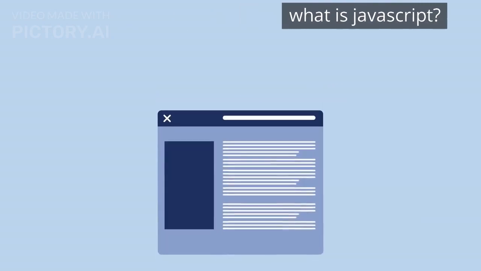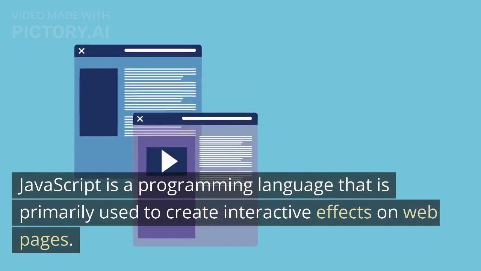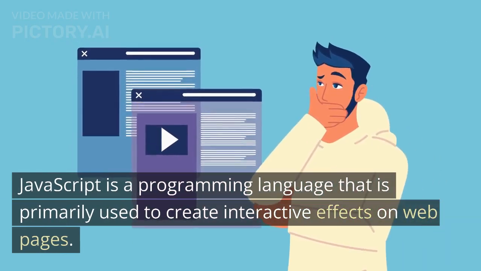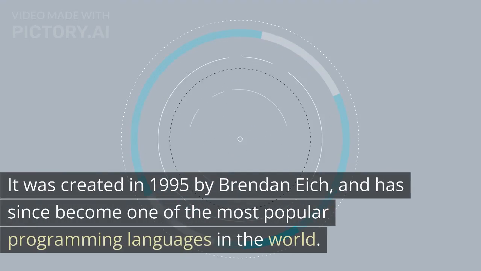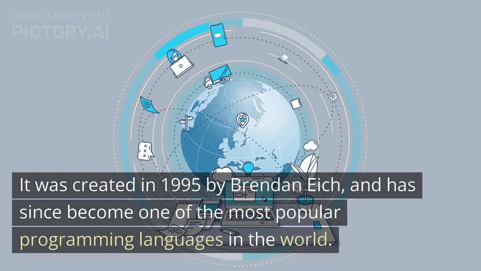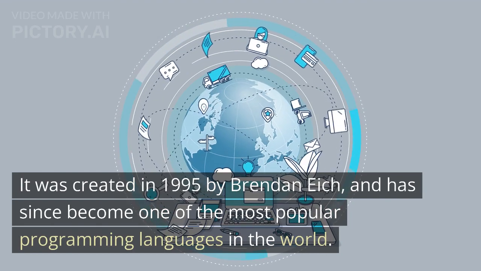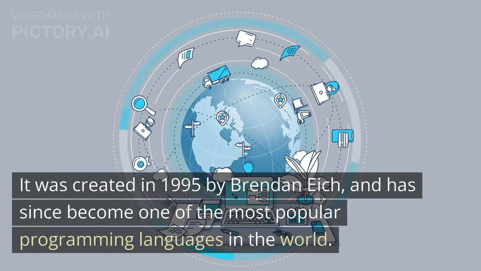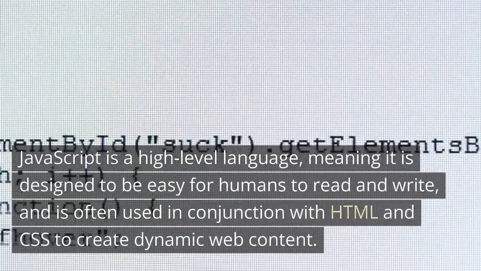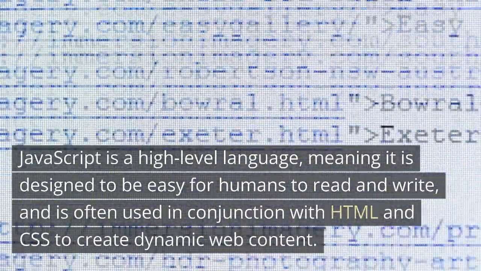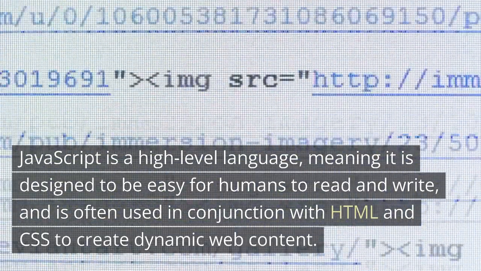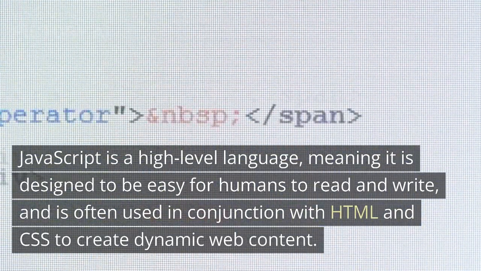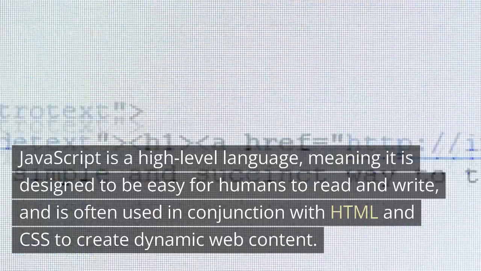What is JavaScript? JavaScript is a programming language that is primarily used to create interactive effects on web pages. It was created in 1995 by Brendan Eich, and has since become one of the most popular programming languages in the world. JavaScript is a high-level language, meaning it is designed to be easy for humans to read and write, and is often used in conjunction with HTML and CSS to create dynamic web content.